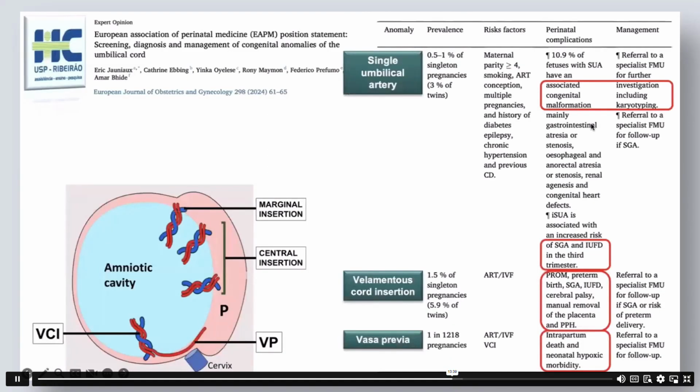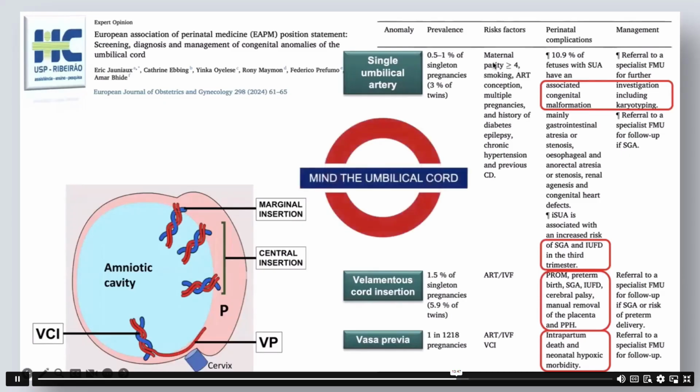And let's finish this presentation talking a little bit about some of the abnormalities of the umbilical cord. We also have to be very mindful of the umbilical cord at every obstetrical examination. The better situation is to see a central insertion. If we have marginal insertions, we might have some additional problems for these patients.